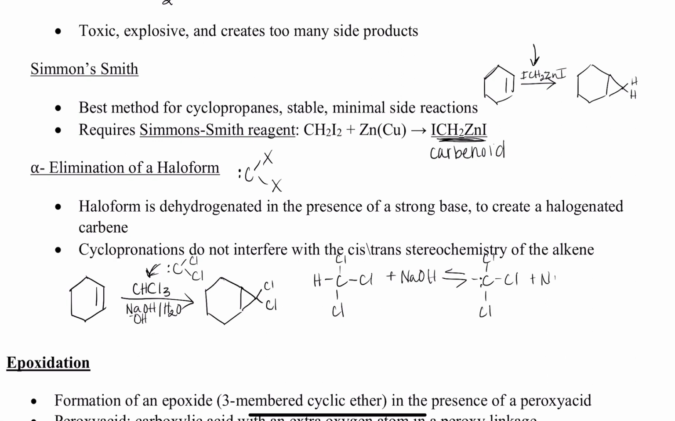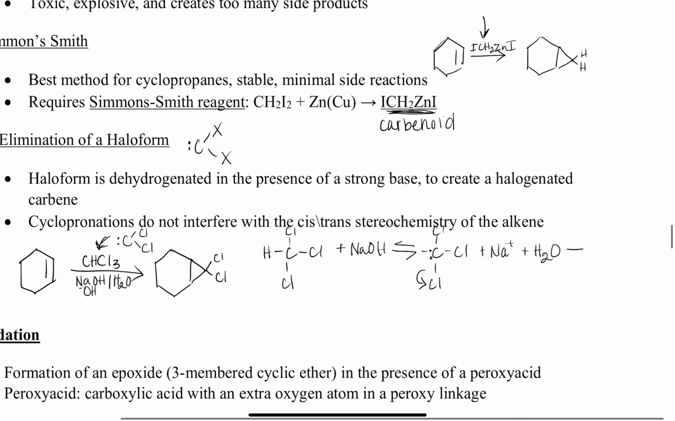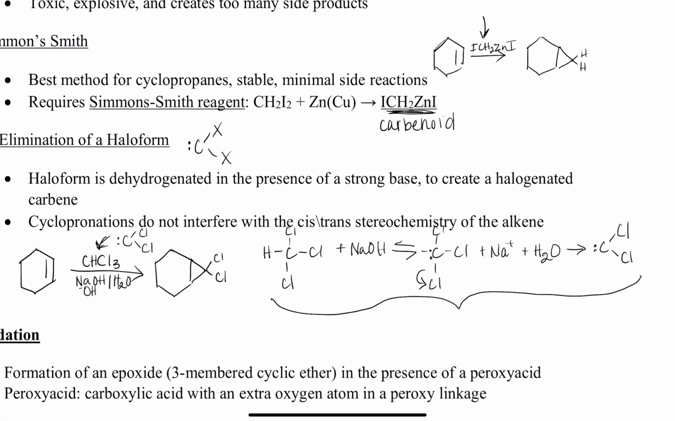Then we'll have a sodium ion and water as some of our end product. And then because chlorine is such a strong leaving group, one of our chlorines will leave on its own, where we will then have a chlorinated carbene. So that's why we need a haloform, a strong base, and we can see here water as well. But you will not be required to break all of this stuff down. I just like to see that.